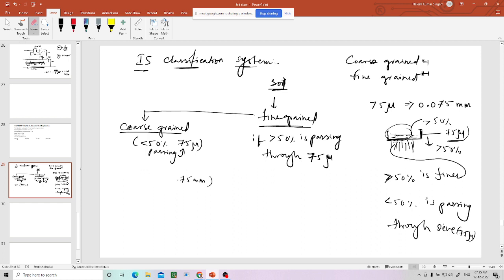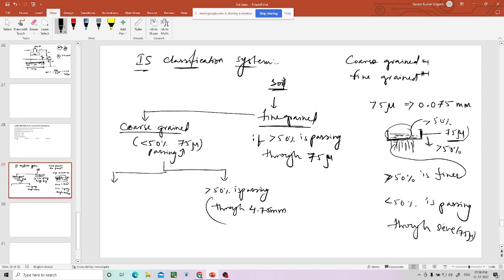In the next class I can give you a detailed classification, but for the timing I'm giving this rough introduction. If more than 50% is passing through the 4.75 mm sieve, that means again it is finer, within the coarse grained soil. That means you can name the soil sand.